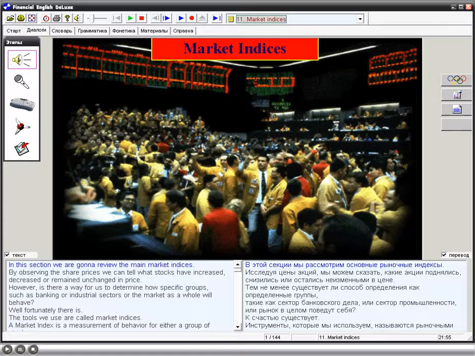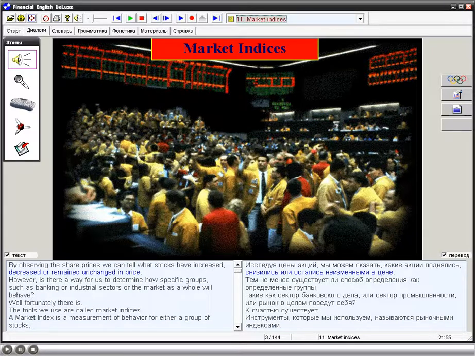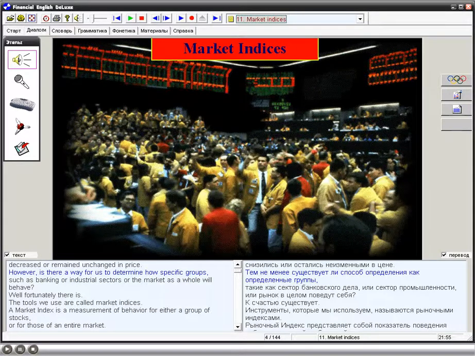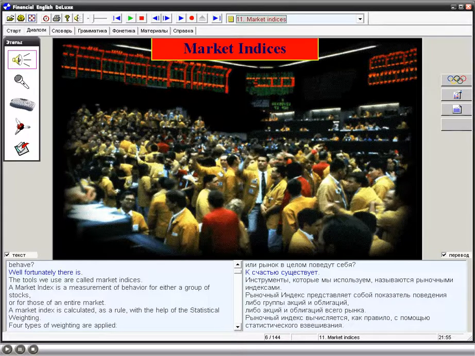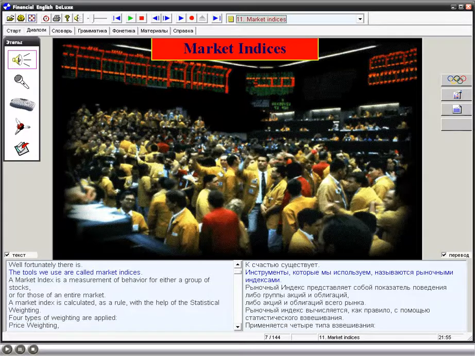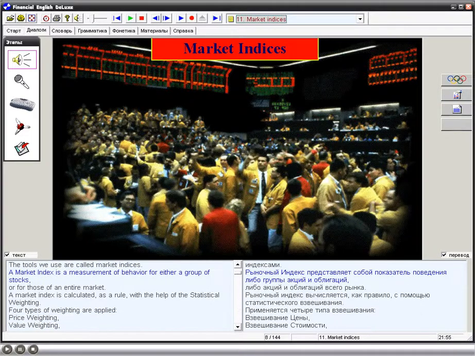In this section, we're going to review the main market indices. By observing the share prices, we can tell what stocks have increased, decreased, or remain unchanged in price. However, is there a way for us to determine how a specific group, such as banking, or the industrial sectors, or the market as a whole, will behave? Well, fortunately there is. The tools we use are called market indices.